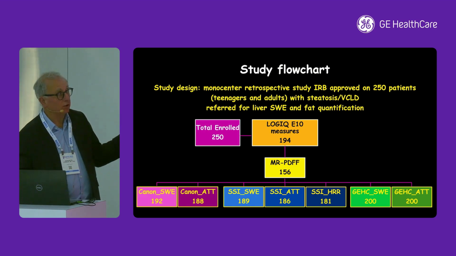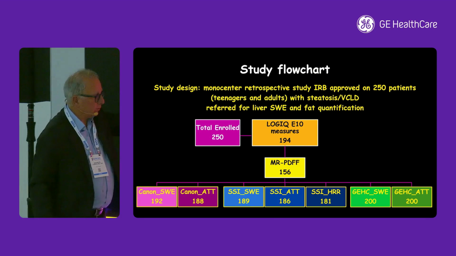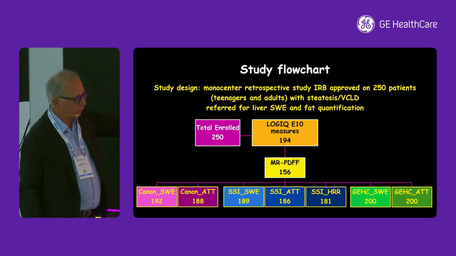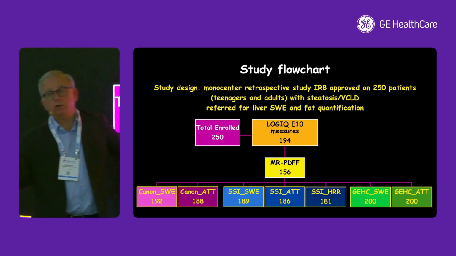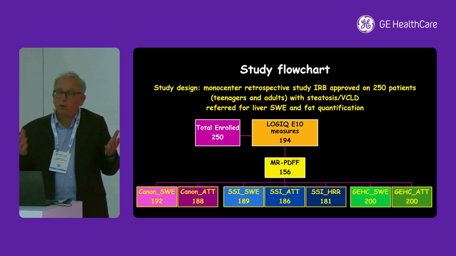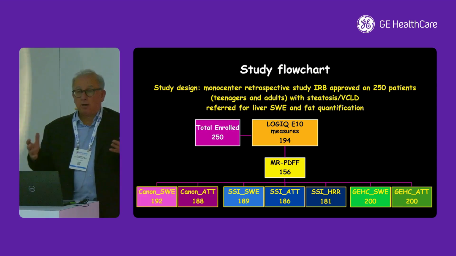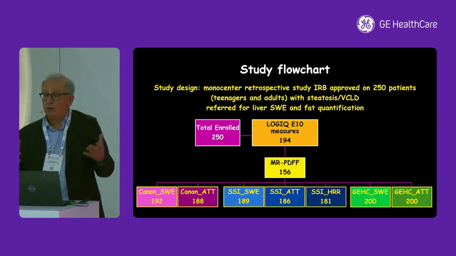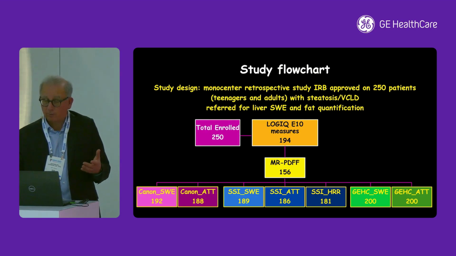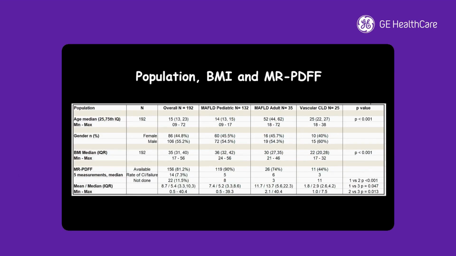So this is on teenagers and adults referred for liver shear wave elastography and fat quantification. And again, look at the numbers. We had 250 patients enrolled, and finally only, not too bad, 156 with MR PDFF. Of course we are losing patients between recruitment and MRI just because MR is not comfortable. It's not easy for very obese patients because of stress, because of their weight, and because of fitting inside the system. So this is the overall study.